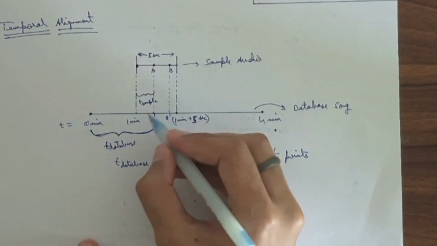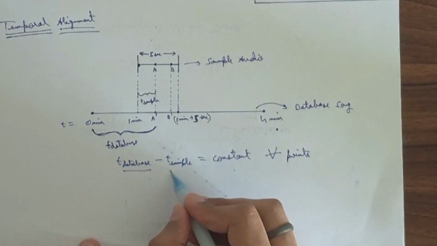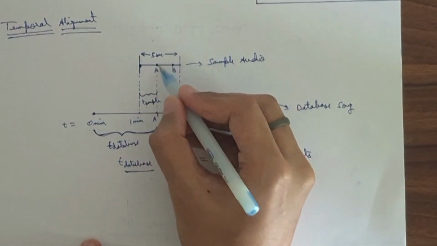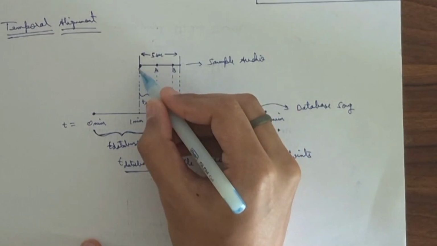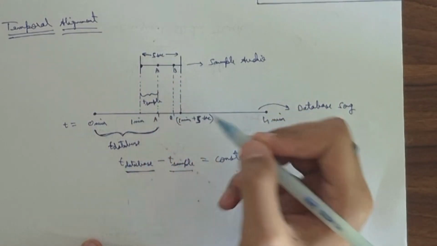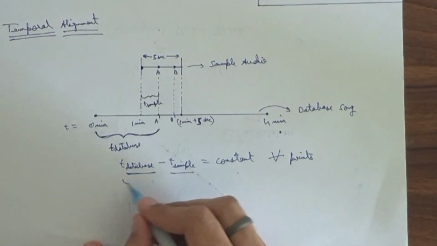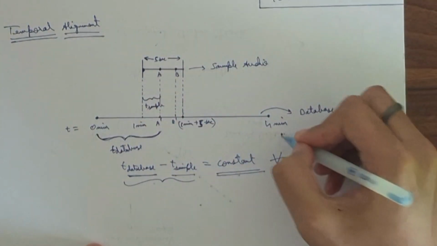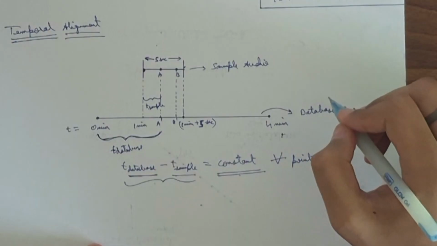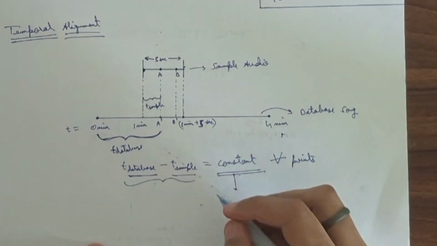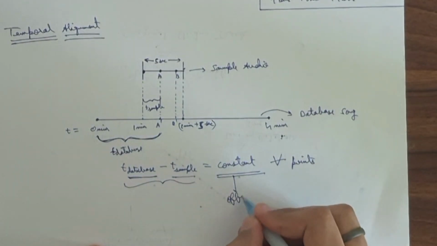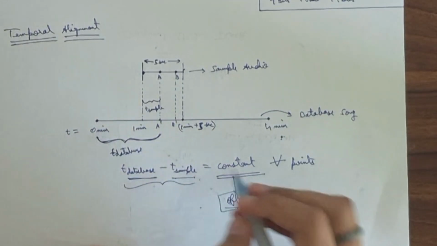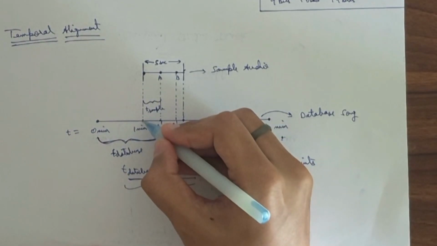So I'll calculate the difference between t database and t sample for all the points. So for A, I'll calculate, for B, I'll calculate, and so on. I'll calculate all the points which are getting matched. And if that particular value is a constant for all those points, I'll say that this is the song which is getting matched to this sample audio. So this constant is nothing but the offset. This is the time at which I started recording the audio, the time at which I hit the Shazam button, and in this case, it's 1 minute.